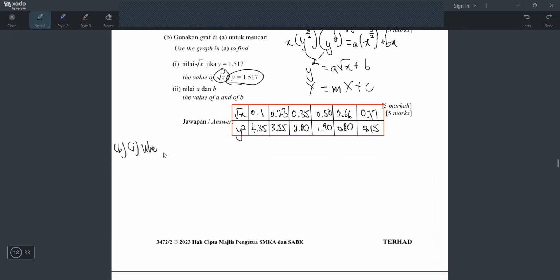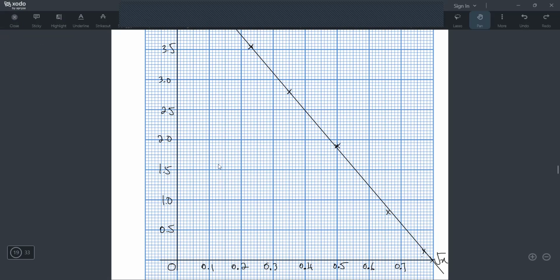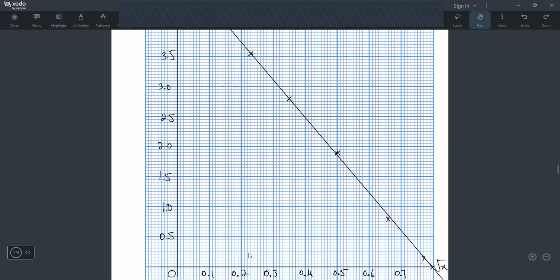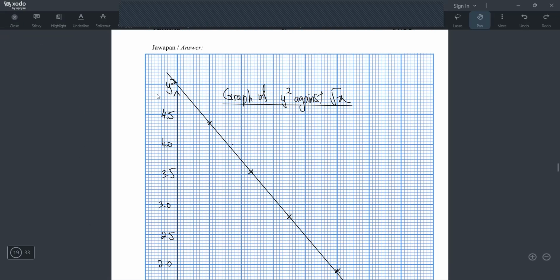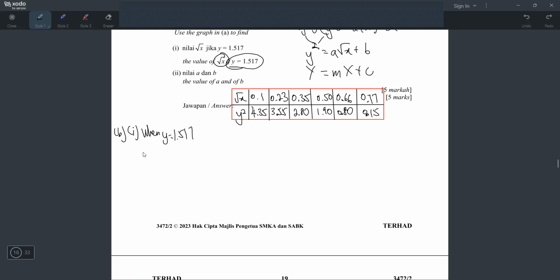So when y equals to 1.517, you have to take this value square first. You know why? Because if you try to find 1.517 here and you tarik, you cannot do it like that because the y-axis now is y square. So you have to change this to the y-axis first. So how to get the y square? 1.517 square. So let's press calculator. 1.517 square. Okay, my calculator give me 2.30.